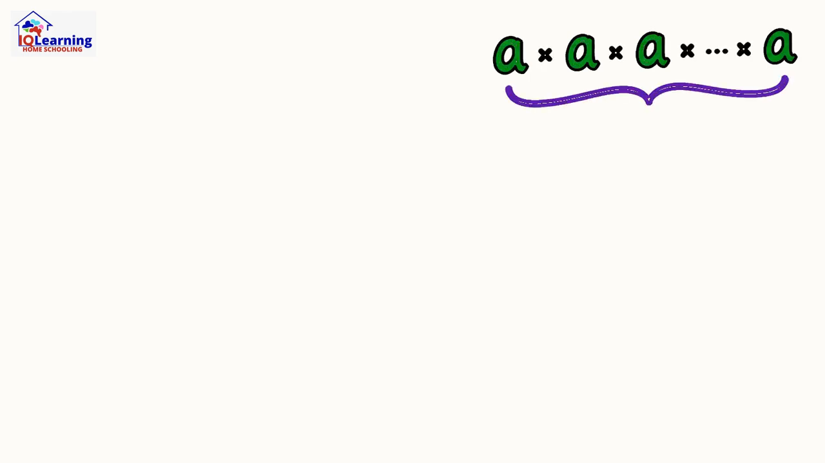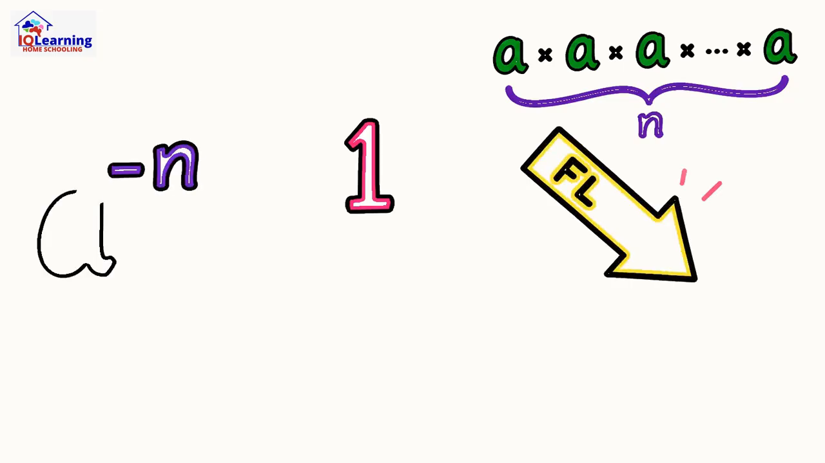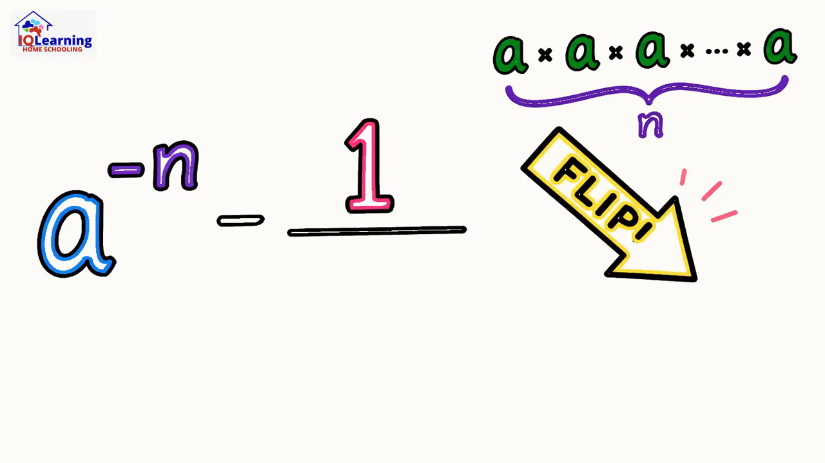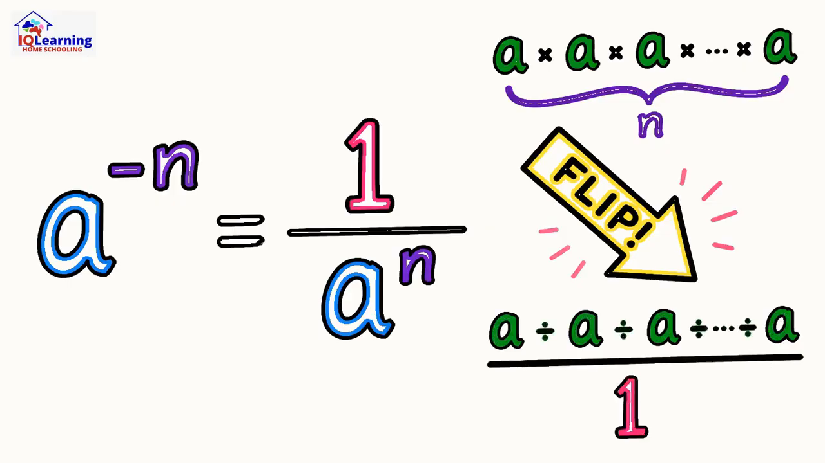And negative powers? They don't create negative numbers. A negative index means flip it. It represents the reciprocal. So a to the power of negative n isn't a negative value. It's simply 1 over a to the n. It signals repeated division instead of multiplication.